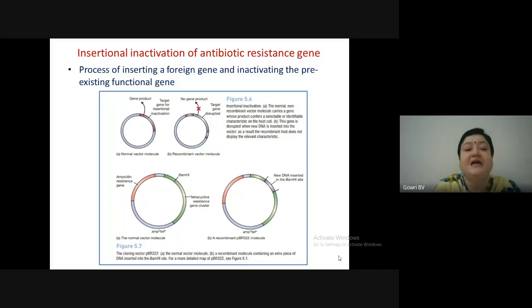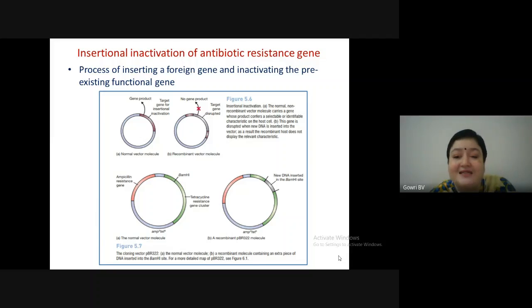In case you are inserting a gene by cleaving the molecule with the help of BamHI, the tetracycline resistant gene that shows resistance to the antibiotic tetracycline is interrupted, whereby the target new gene is inserted so that the gene remains inactivated. Go to diagram B. A recombinant molecule containing an extra piece of DNA inserted into a BamHI site. In the recombinant pBR322 molecule, you have the pink colored ampicillin resistant gene for your visualization. On the other hand, you have the tetracycline resistant gene, which was green in color, interrupted with the new DNA molecule, which is gray in color.